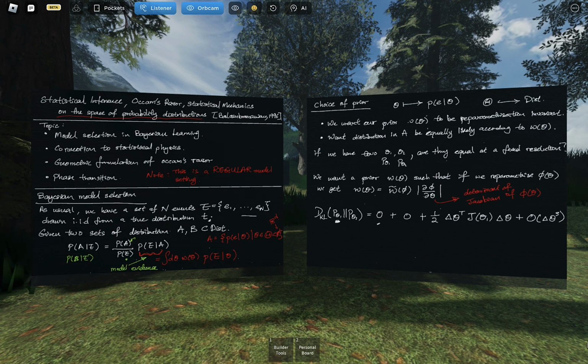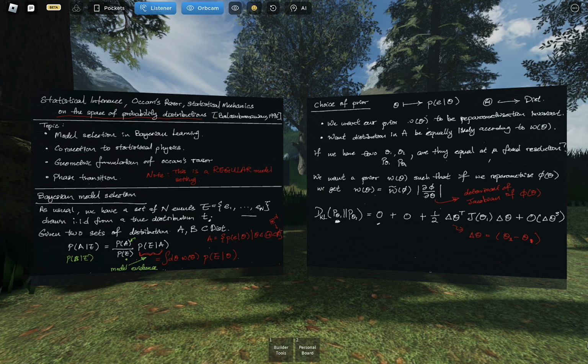The constant order term is 0 because, sorry, let me actually define delta theta equal to theta 2 minus theta 1. So I'm doing the Taylor expansion near theta 1 of this expression. We know that when theta 2 equals theta 1, it's 0 there, because the KL divergence is 0 when the distributions are the same.